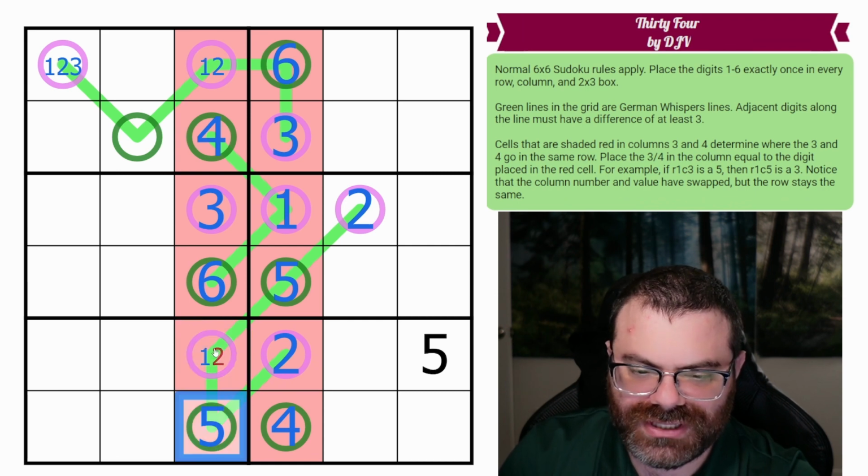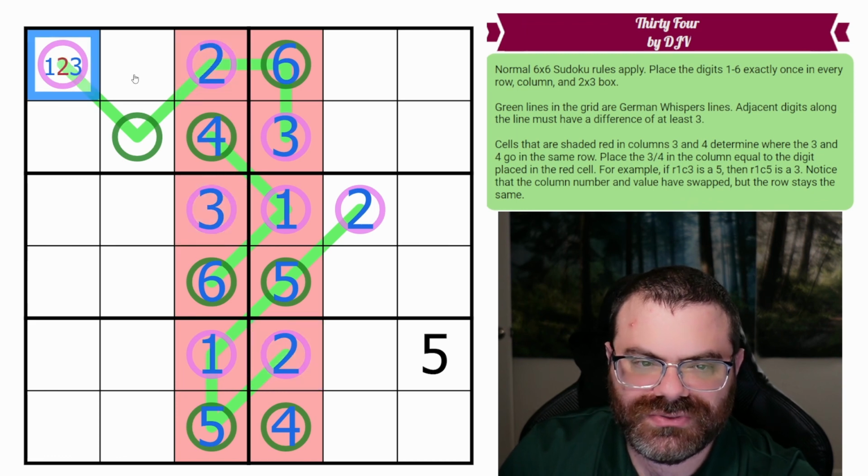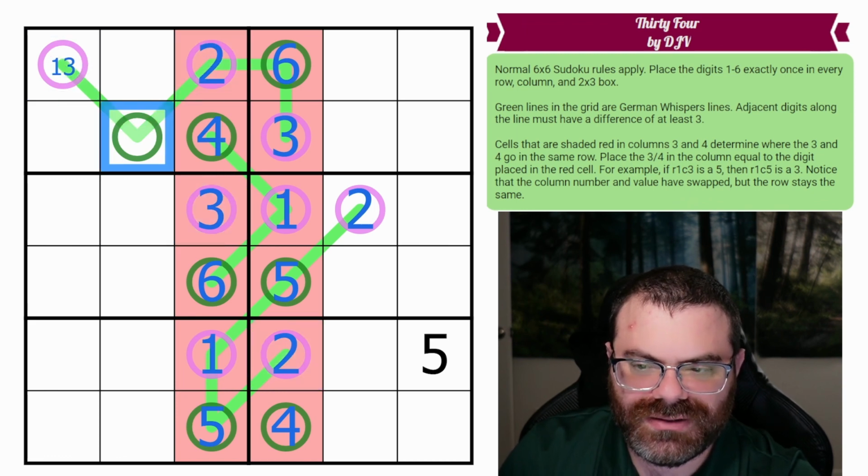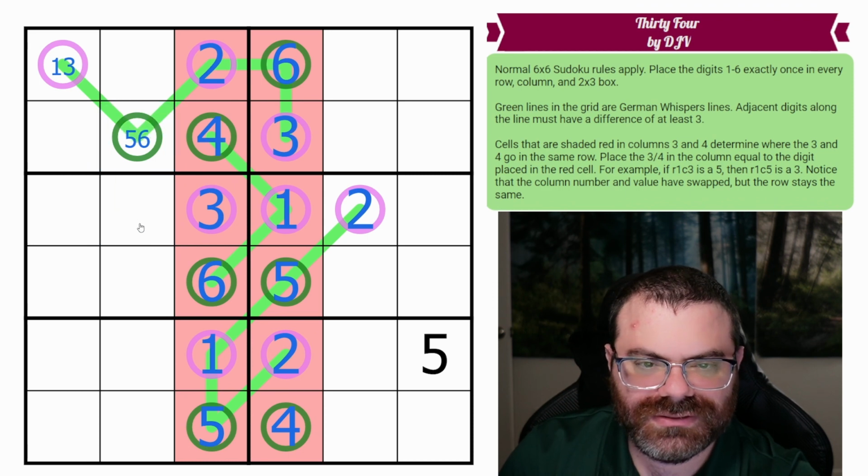Yeah, because this couldn't be 3 because it's next to a 5. So this is a 1 only. Oh, it's all 3 and 2. Never mind. That's 2. Yeah, this just cleans up. I forgot to put 5, 6 here.